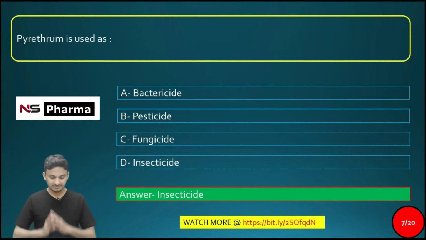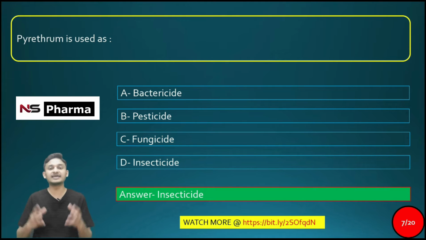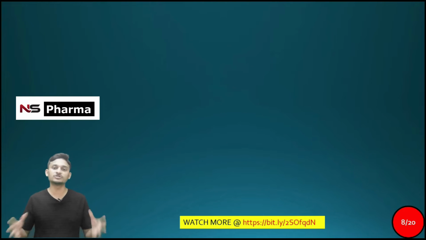When we are talking about the pharmacognosy of pyrethrum, the biological source of pyrethrum is the dried flower heads of Chrysanthemum cinerariifolium, belonging to the family Compositae. Okay, the family is Compositae.